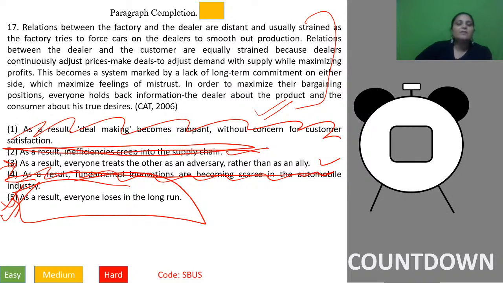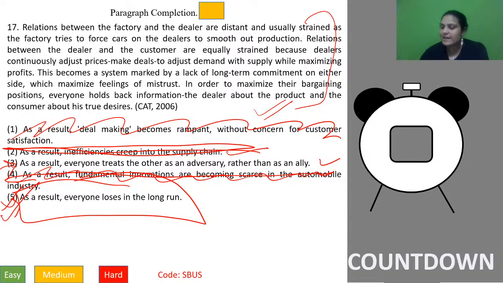And as a result, everyone treats the other as an adversary rather than as an ally. No, we are not talking here about that, we are talking here about mistrust. Yes, but we are not talking about people becoming frenemies or enemies. That is something we're not talking about. So it's out of scope of the answer.